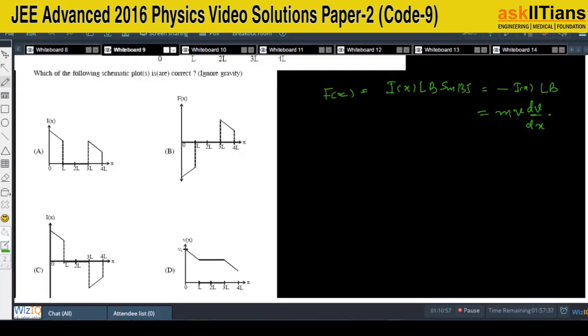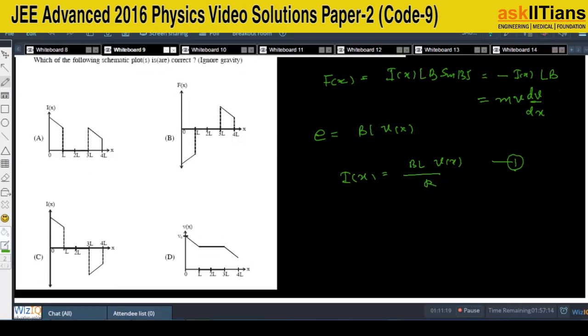Now we are going to calculate the EMF. EMF is equal to VLV, so we know that EMF is also a function of velocity as a function of x. And now we are already given the value of x from the above part. So we got Ix is equal to Vx divided by resistance R of the circuit. We consider this as equation number 1.